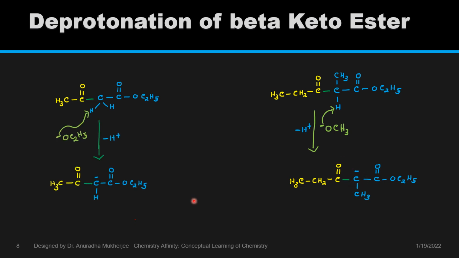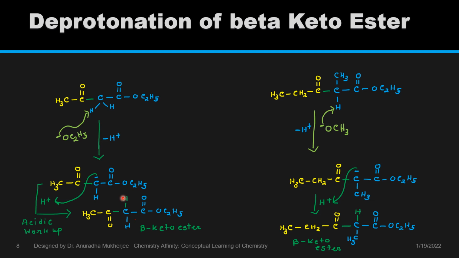Similarly, it's going to happen with another molecule. So that means in the Claisen condensation reaction, the product beta keto ester is further undergoing a deprotonation reaction in presence of a base. So that means it is very much necessary to work up the reaction mixture with the acid. That means acidic workup is very much important in Claisen condensation reaction so that this deprotonation can be prevented. And then finally we will be getting the desired beta keto ester.